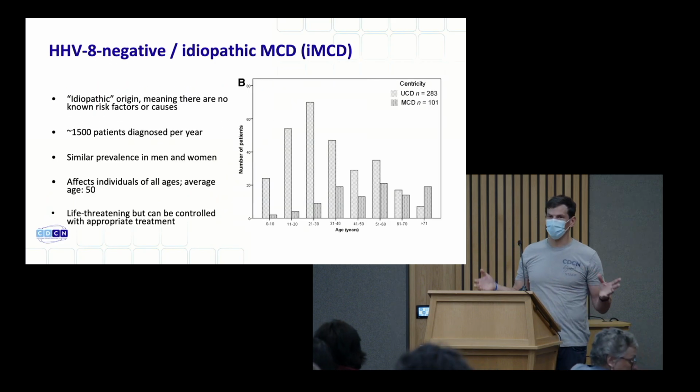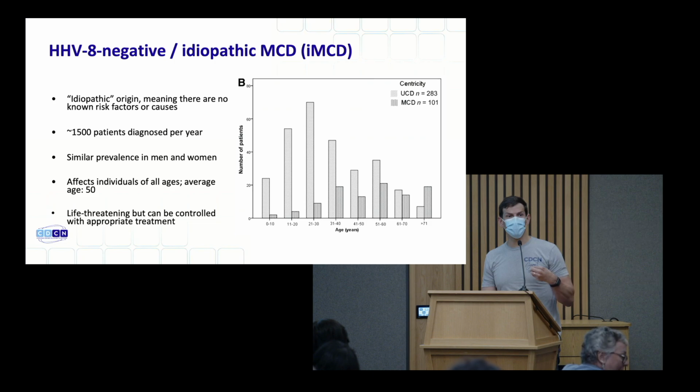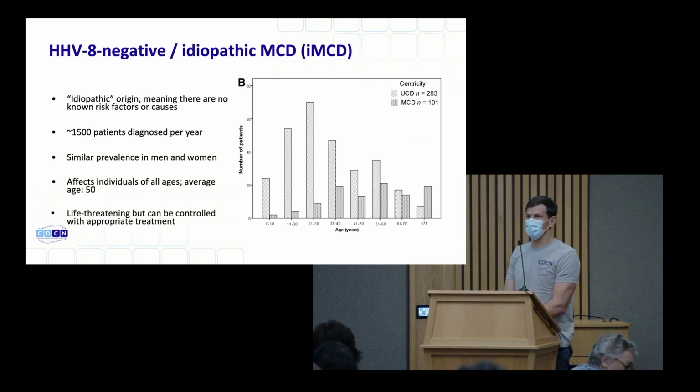So just at a really high level, let's talk about what iMCD is. I know we've spoken about this a bit already. Talk about the term idiopathic. That means we don't know what causes it. So this is the subtype of Castleman disease where it happens to us, but we don't know why.